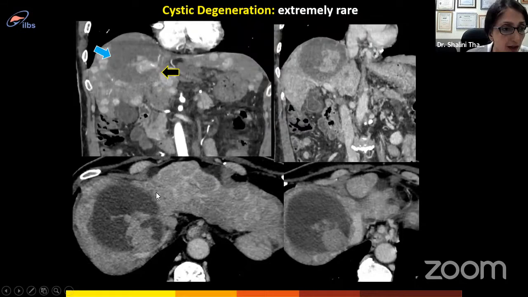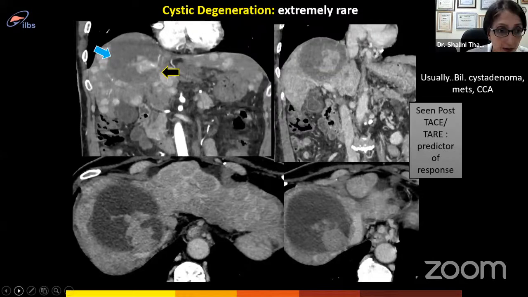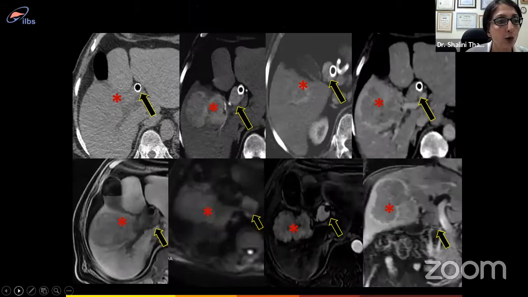So such lesions should not be mistaken or misidentified for post-treated lesions or for cystic metastasis from other adenocarcinomas or aggressive malignant tumors. Usually biliary cystadenomas, metastases, and cholangiocarcinomas can appear with the same appearance, and like I said, should not always be mistaken for this. So the only end goal is biopsy. This is a very interesting case.